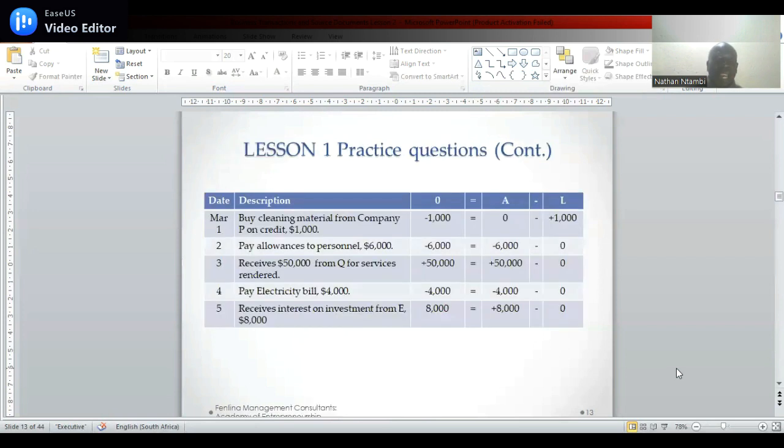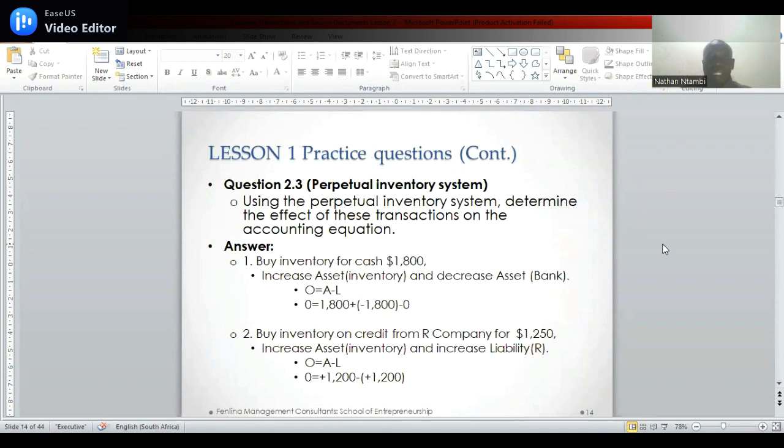And this summarizes into the table that we see right in front of us. Lesson 1, practice question 2.3. Using the perpetual inventory system, determine the effect of these transactions on the accounting equation. 1, buy inventory for cash, $1,800. This increases asset inventory and decreases asset bank.